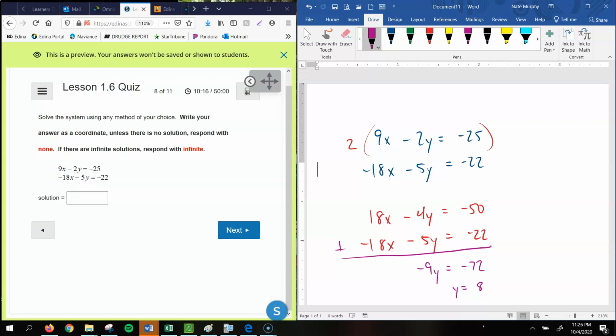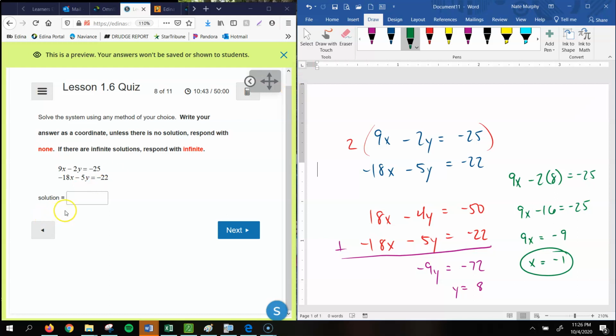So if I were to do the first one, let's say, I'd have 9x minus 2 times my y value, which is 8, equals negative 25. So 9x, negative 2 times 8 is negative 16. And if I add 16 to both sides, I'd have negative 9. And if I divide both sides by 9, I get x equals negative 1. So our solution, we want to write our answer as a coordinate, just like it said in the instructions. So our answer would be negative 1 for x, and y would be 8. So we want to make sure we put that in the right order.